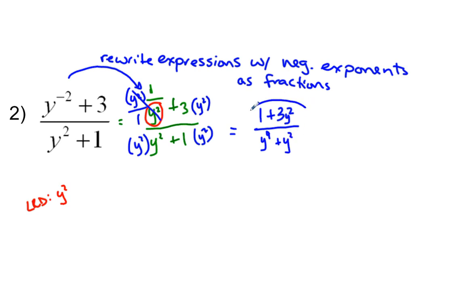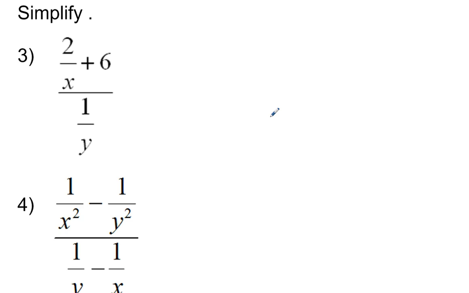And because I can't factor the numerator, and there's no common factor for the denominator and the numerator, that's our final form. Okay? Slightly more complicated examples in 3 and 4. Give you a chance to write them down.